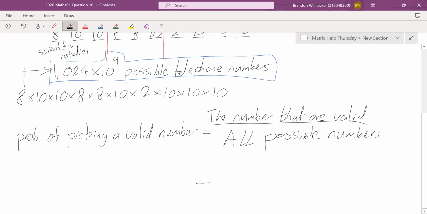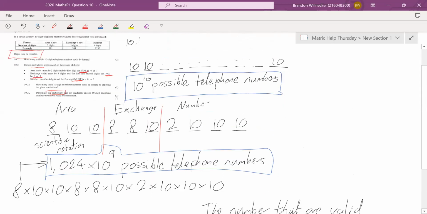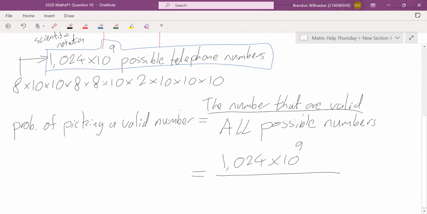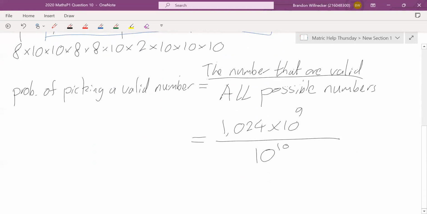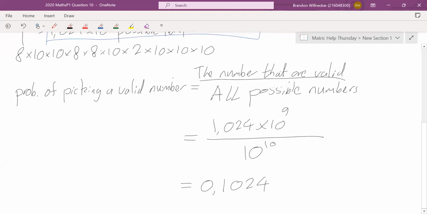Okay, so the number that are valid, that's the one that we just found, 1,024 times 10 to the 9, again, just in scientific notation there, divided by all the possible numbers, but that was the first one we found, that was 10 to the 10. Now we can just do a bit of exponent cancelling, and this will be 0.1024.